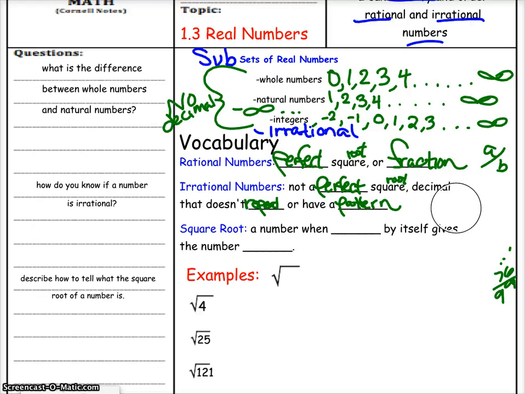So, okay, a square root. The definition of a square root is a number when multiplied by itself gives the number inside.